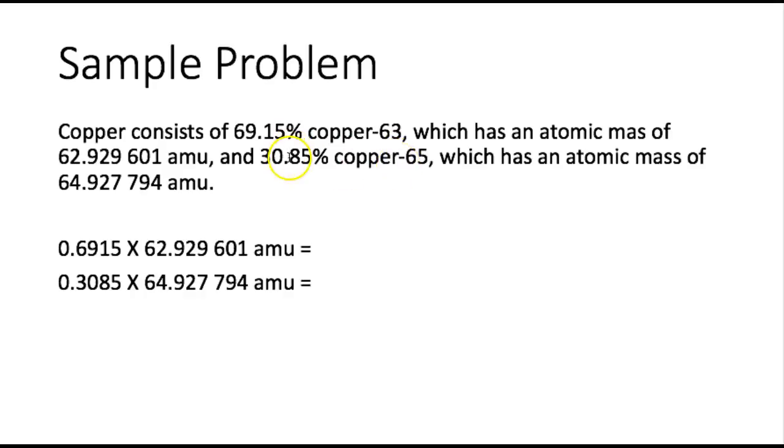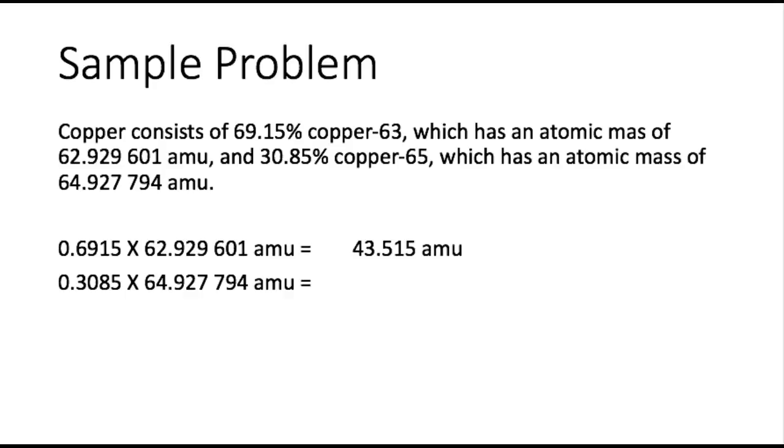I'm going to go through the same steps for my isotope of copper-65. It has a percent abundance of 30.85. I want to get rid of the percent, so I divide it by 100, which moves the decimal point 2 places to the left and gives me a relative abundance of 0.3085. I'm going to then multiply that by the atomic mass of my isotope, which is 64.927794.